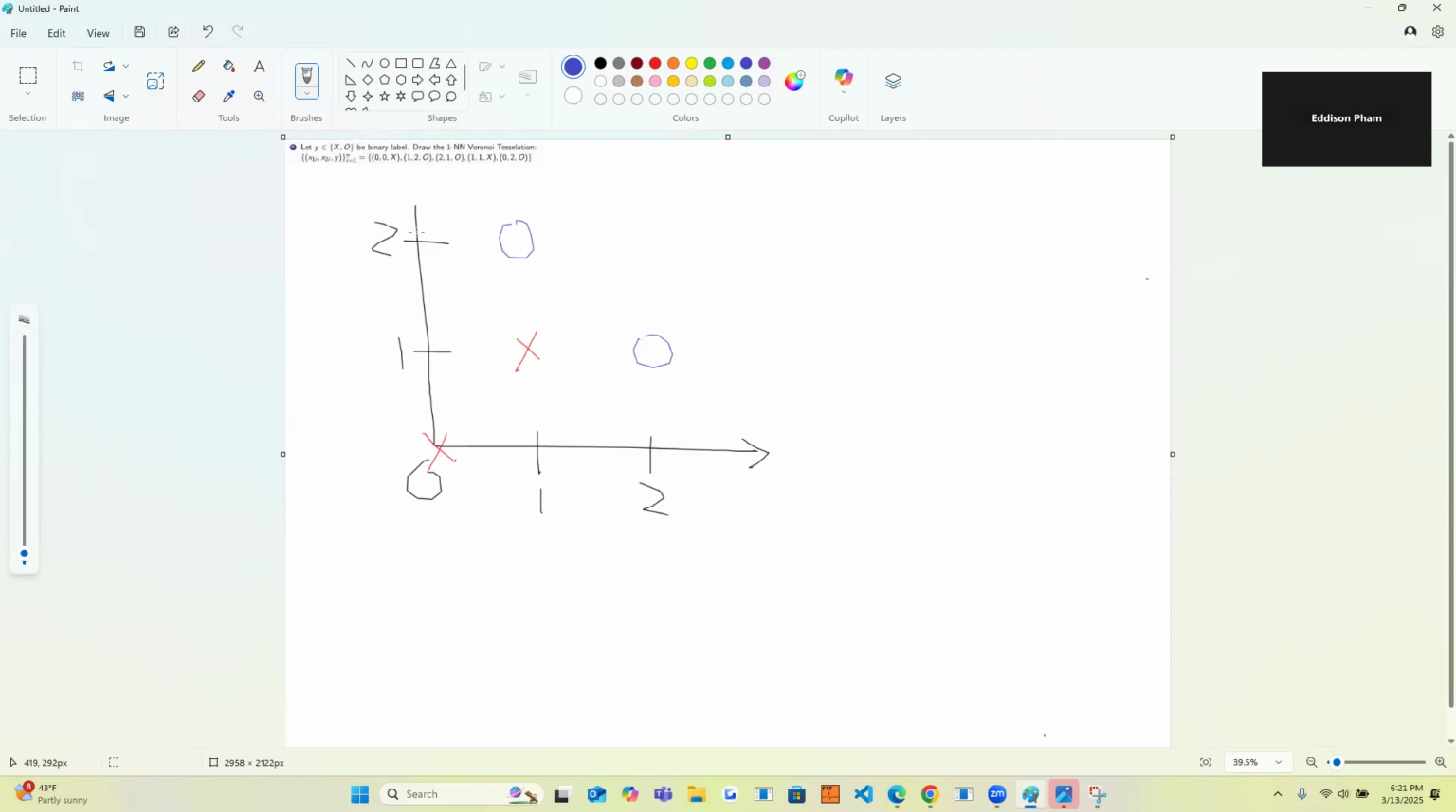For the O's, we have an O at 1, 2, an O at 2, 1, and another O at 0, 2. So how this decision boundary works is that whenever you add a new point to your data set, let's say it's right here, what's the closest one? It's this one, the X. So we will classify this as an X. And this diagram basically helps us visualize these decision boundaries.